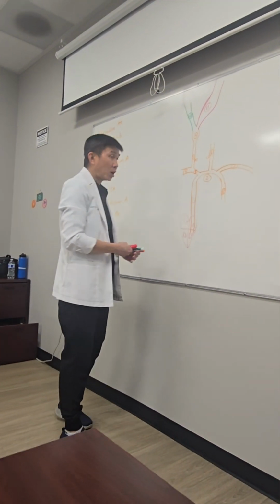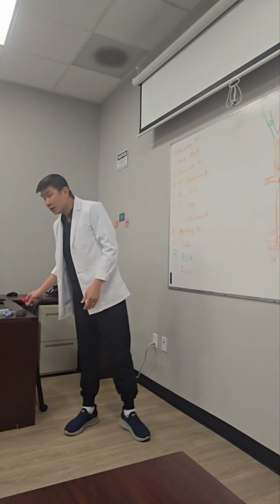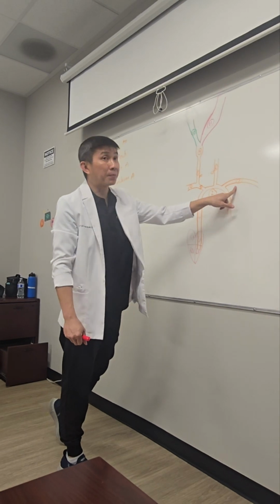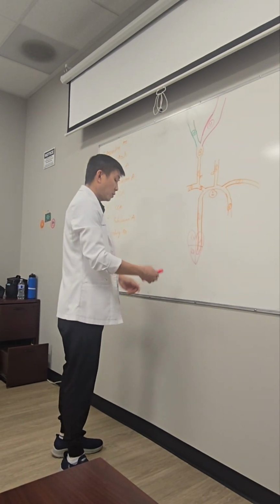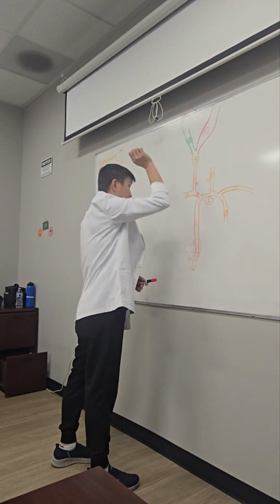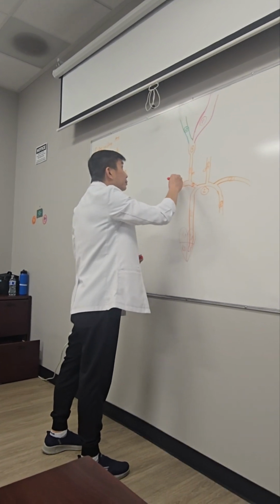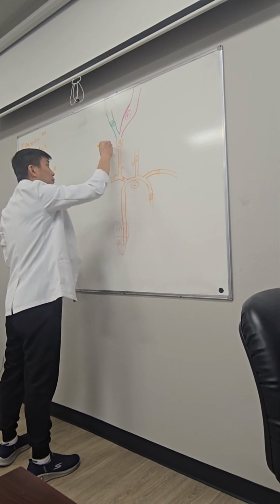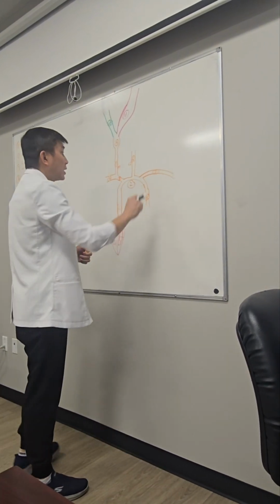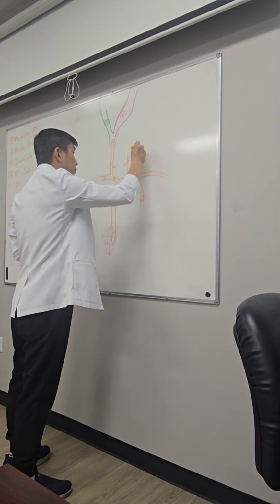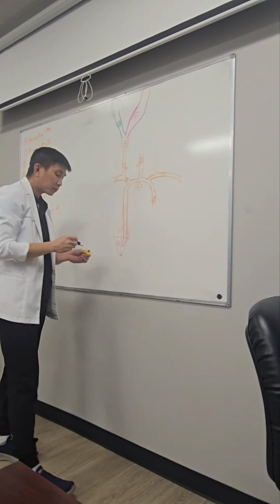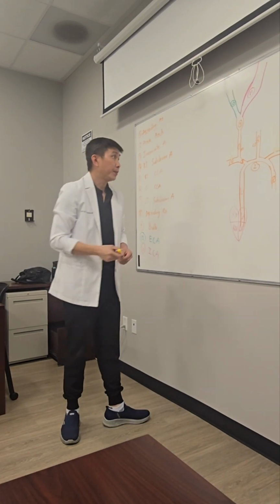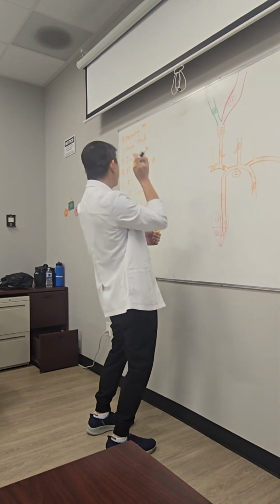And now the thing gets more complicated. From the right and the left subclavian artery here, we're going to have another artery. These arteries start from the subclavian. We call this the vertebral artery, right and left. So I just write 12.